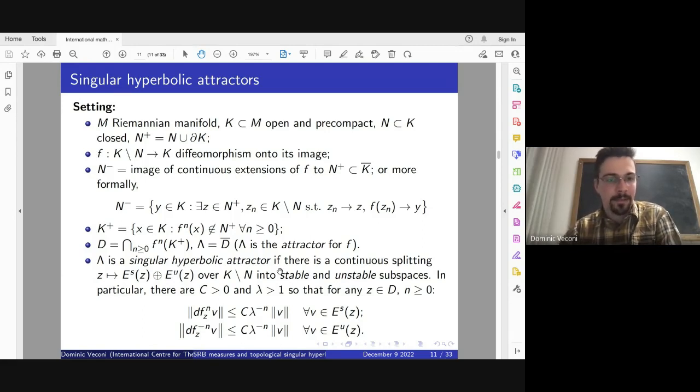Furthermore, we're going to talk about K plus. K plus is the set of points that never fall into the singular set. And then D is the intersection of all forward iterates of K plus, and Lambda is its closure. Now, we need to talk about K plus because there are possibly points that fall into the singular set, and we don't want to include those points. So D is the set of points for which the map is defined for all time forwards and all time backwards. And Lambda, its closure, is the topological attractor. And we say that Lambda is a singular hyperbolic attractor if there is a continuous splitting over K minus N into stable and unstable subspaces of the same kind that we saw before. We saw that vectors are contracted in the stable direction and expanded in the unstable direction, or contracted in backwards time.